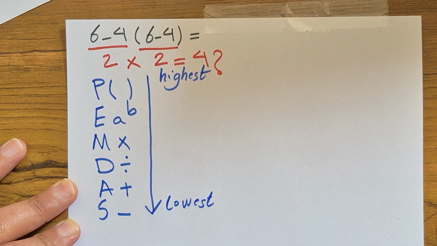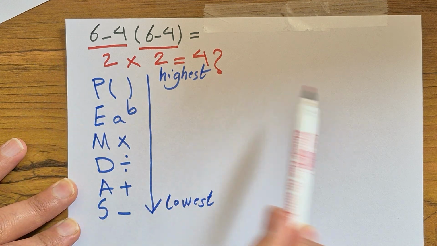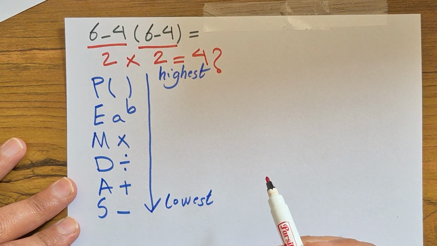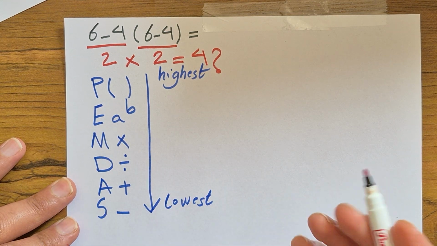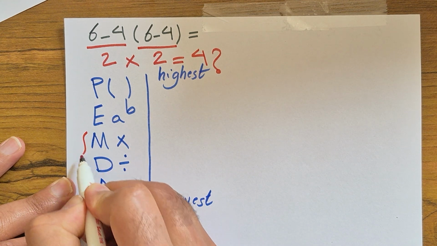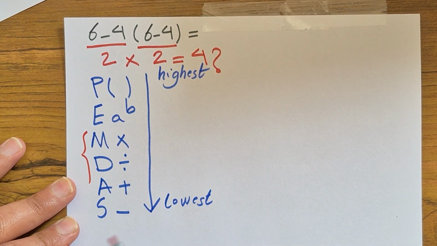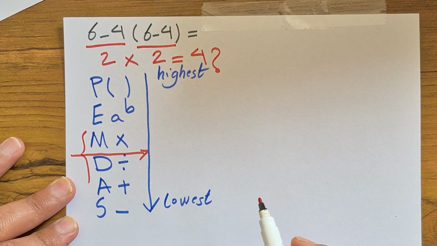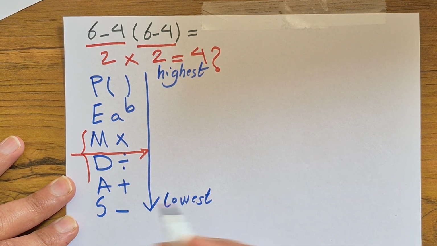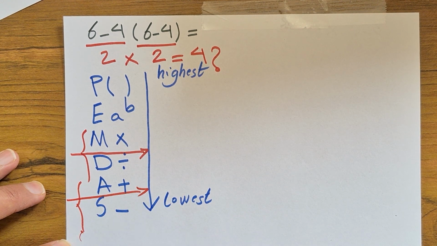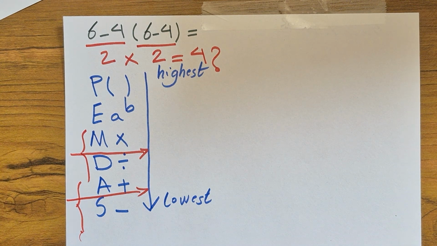It means that whenever you have expressions with a lot of operations, you must go for parentheses at first, if there are any parentheses. Then go for exponents. Then go for multiplication or division from left to right. So MD or DM does not matter. They have the same priority. And then go for addition and subtraction. Again, go from left to right. It doesn't matter, AS or SA.